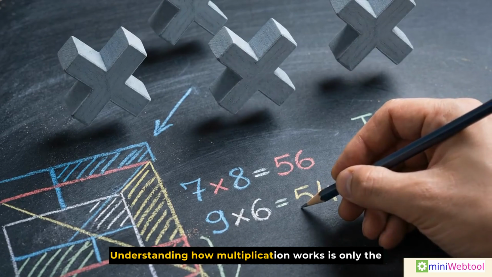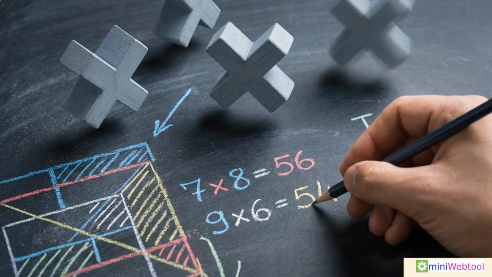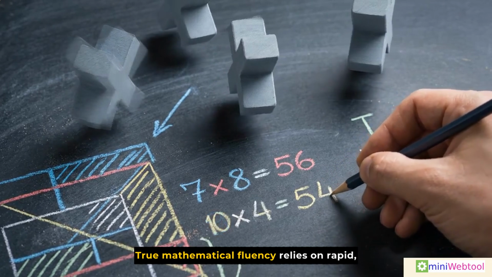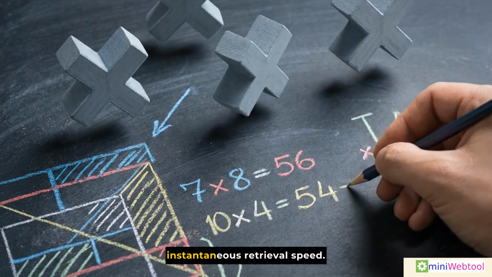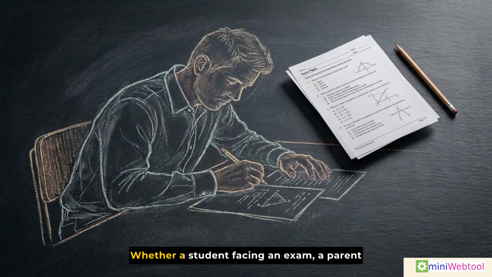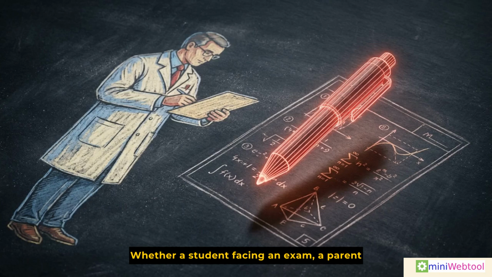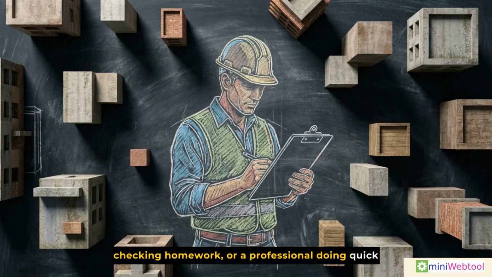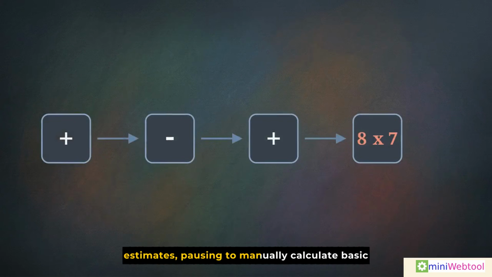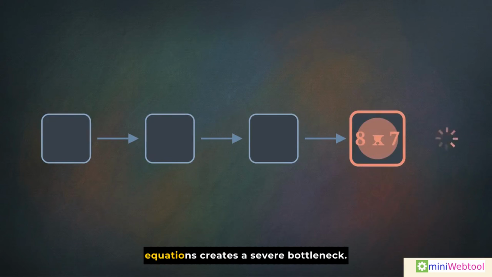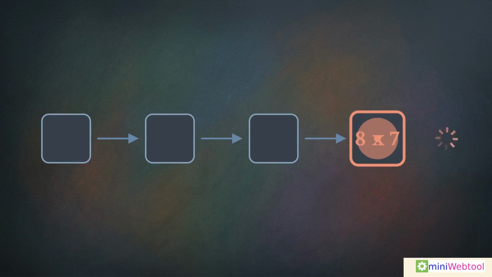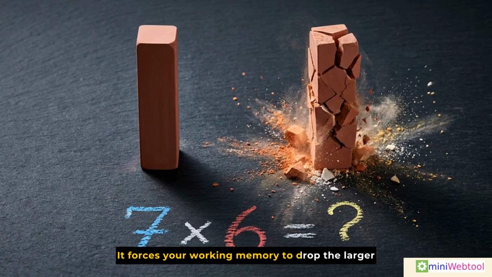Understanding how multiplication works is only the first step. True mathematical fluency relies on rapid, instantaneous retrieval speed. Whether a student facing an exam, a parent checking homework, or a professional doing quick estimates, pausing to manually calculate basic equations creates a severe bottleneck. It forces your working memory to drop the larger problem you are actually trying to solve.